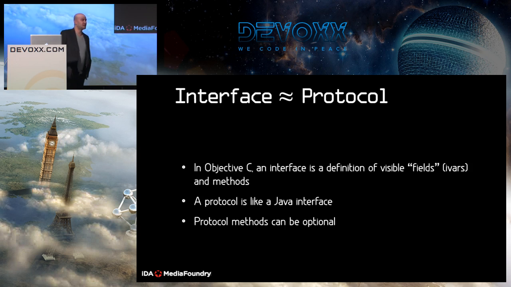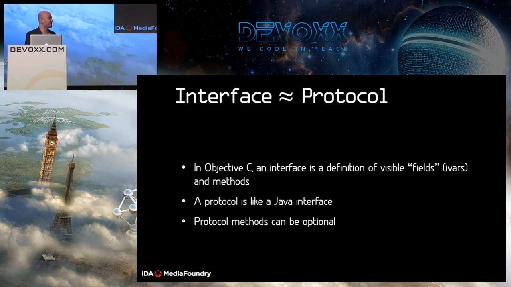Interfaces exist as well in Objective-C, but not as we know them as a Java developer. An interface actually is just a definition of a public interface. It's not like in Java a contract. It's just making things visible to the world. A protocol is what we know as an interface in Java. A protocol is something that makes up a contract between a class and an interface.